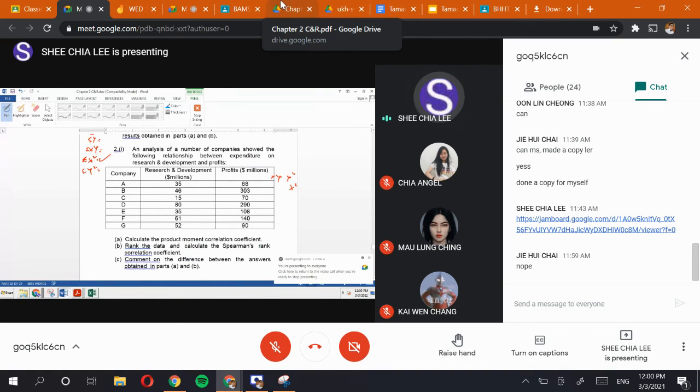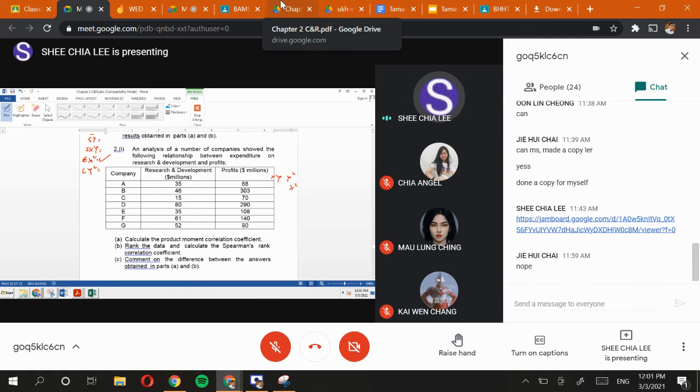So calculate the product moment, rank the data, calculate the Spearman rank, and comment on the difference between the answers obtained in A and B. So basically, when they ask you to comment between product moment and the Spearman rank, you normally say the Spearman rank is only the approximation to the product moment correlation coefficient. Why? Because for the product moment, we actually take the actual value. We take the total of all the x, all the y, x square, y square, and xy. So this is actually the actual value.